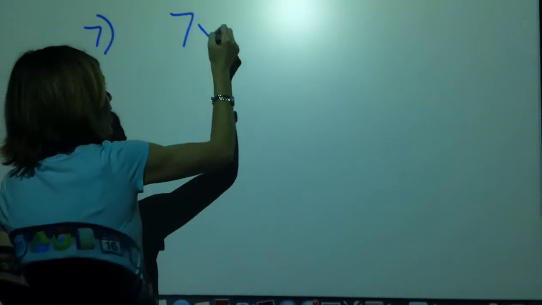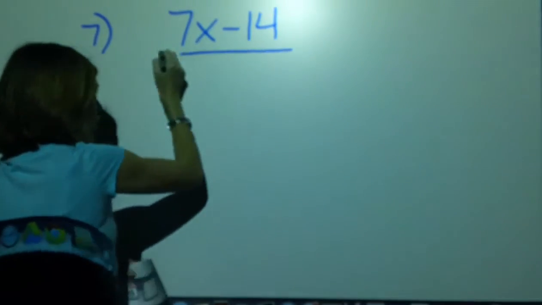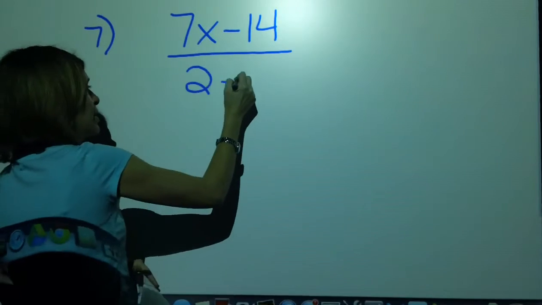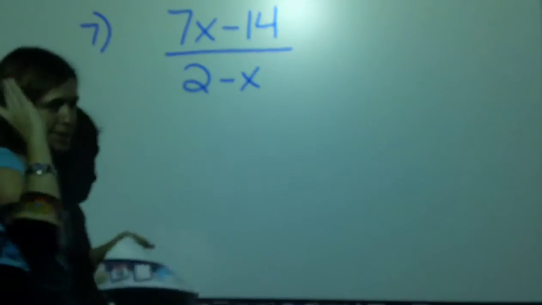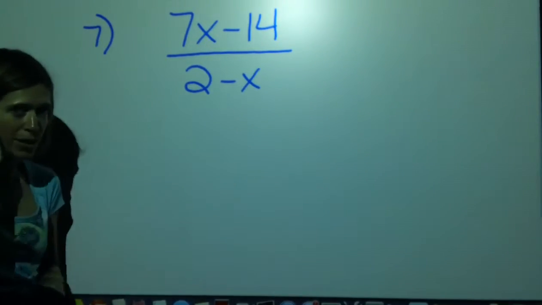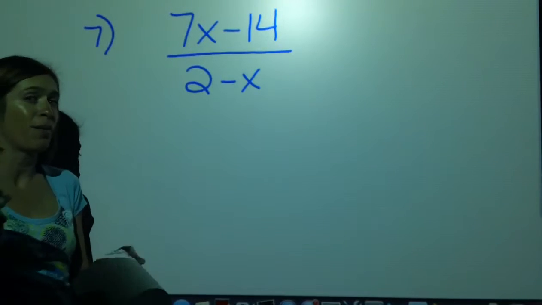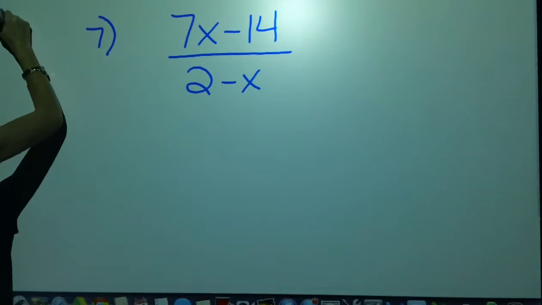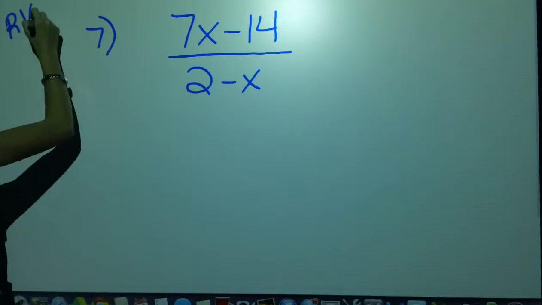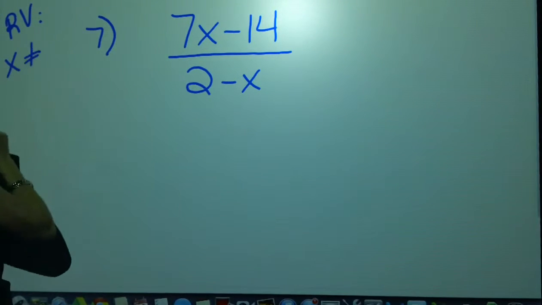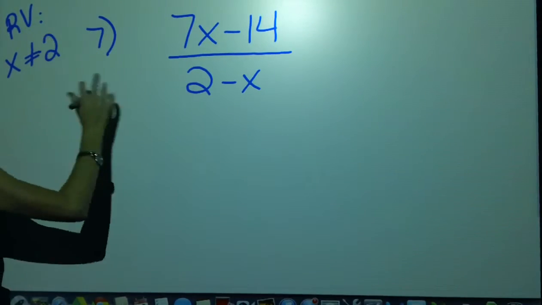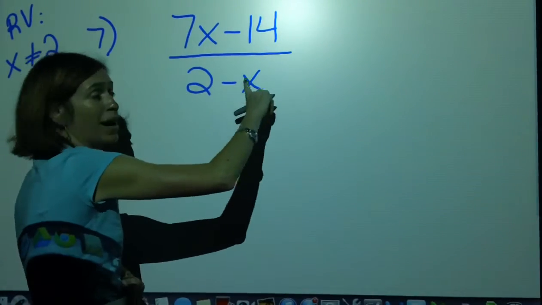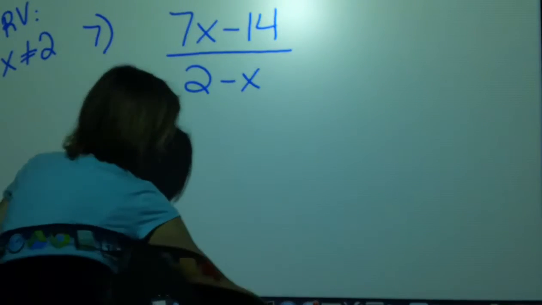Okay, so we're going to actually go to number 7. Okay, so everybody's looking at number 7. 7x minus 14 all over 2 minus x. Okay, the fact that I've got 2 minus x tells me something in my head. Maybe I'm going to be dealing with opposites because it's not in the form x minus 2. All right, so I look at it and I find my restricted value. My restricted value is that x cannot be, hopefully you're seeing, cannot be 2. Because if I put in a 2 for x, I get 2 minus 2, which is 0.